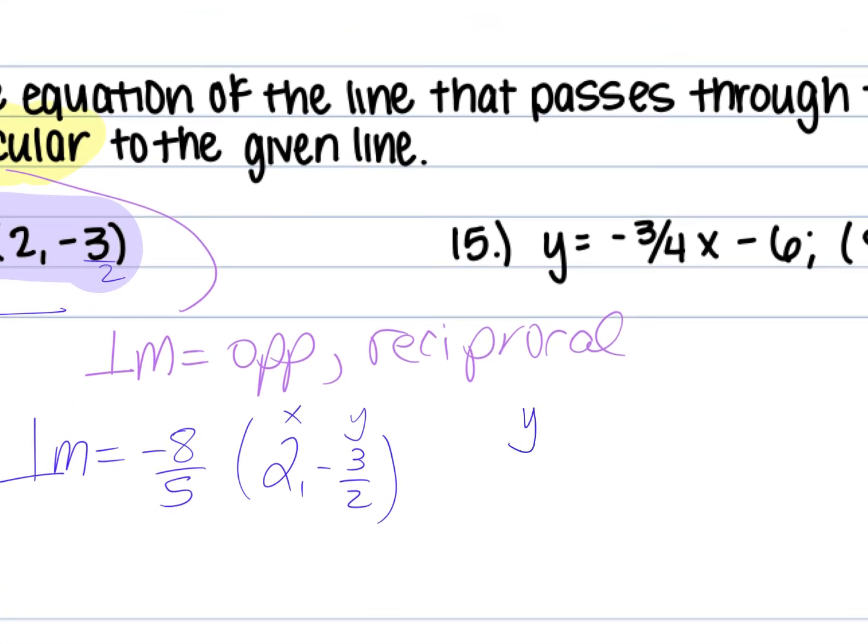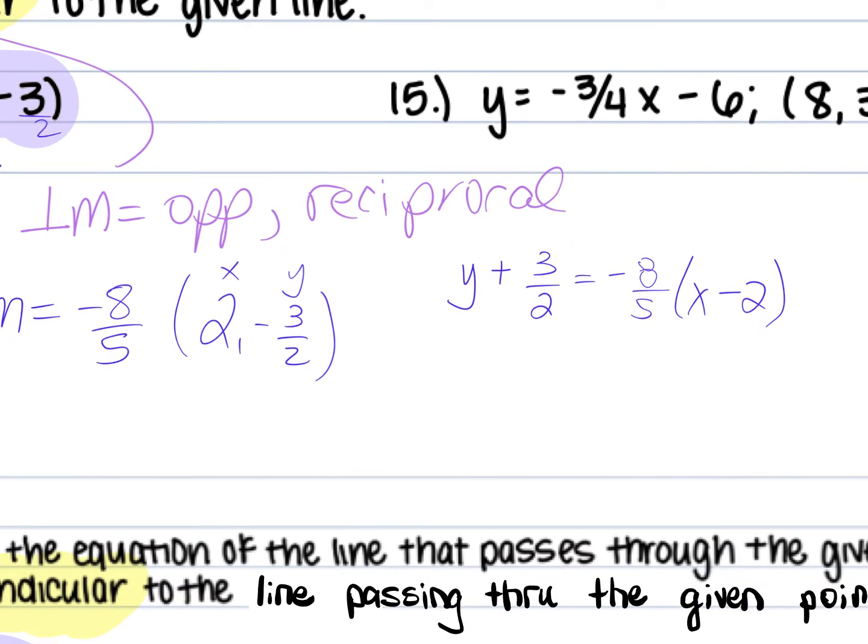I have y minus, what's the y value? Negative 3 over 2. So minus the negative is going to give me plus. So y plus 3 over 2 equals my slope of negative 8/5 times x minus 2. Everybody with me? Okay, so let's distribute this negative 8/5. So I have y plus 3 over 2 equals negative 8/5 x. Negative times a negative is a positive, so I have plus 16 over 5.